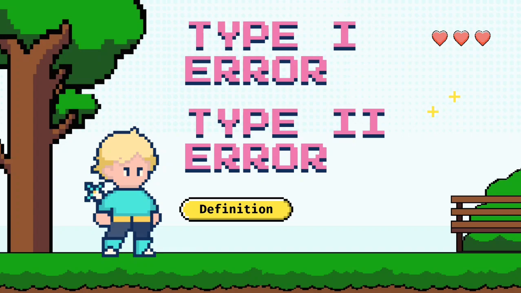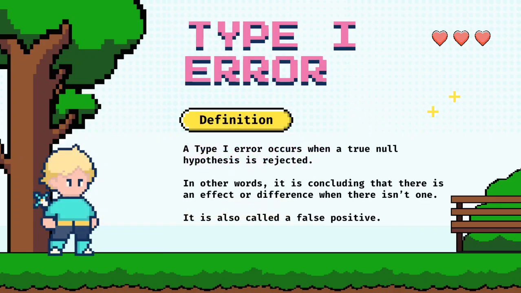Good day, everyone. Today, we're exploring one of the most important ideas in statistical decision making, type 1 and type 2 errors. Let's start with type 1 error. This happens when we reject a true null hypothesis. In simple terms, it's a false positive. We conclude that something is happening even though nothing has actually changed.